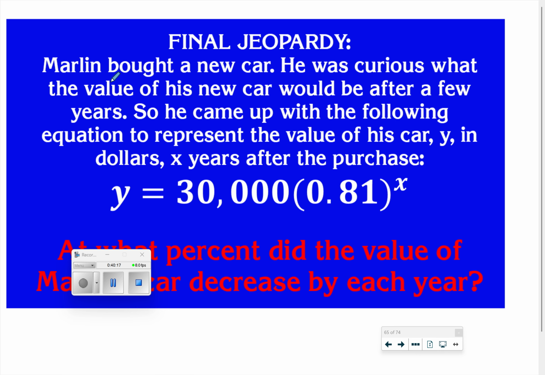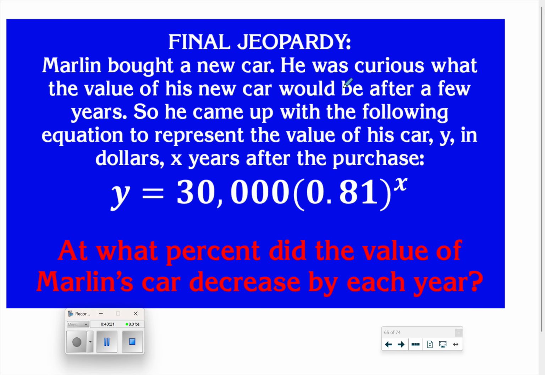Alright, Marlon bought a new car. Move this out the way. He was curious what the value of his car would be after a few years, so he came up with the following equation to represent the value of his car: Y in dollars, X years after the purchase. So we got 30,000 times 0.81 raised to the X. They want to know what's the percentage. At what percentage did the value of Marlon's car decrease by each year?